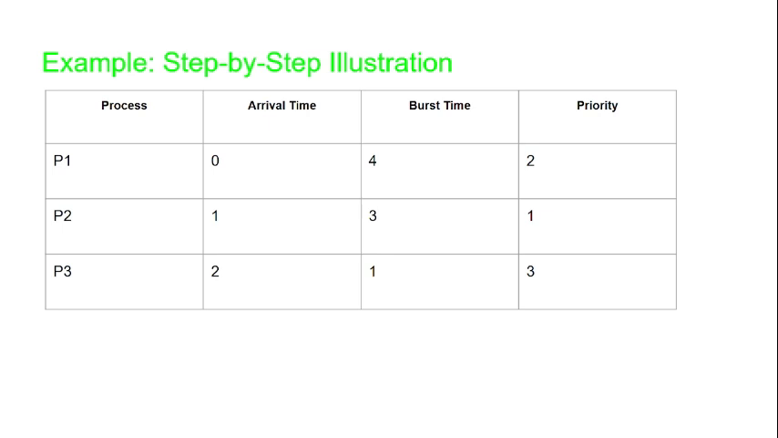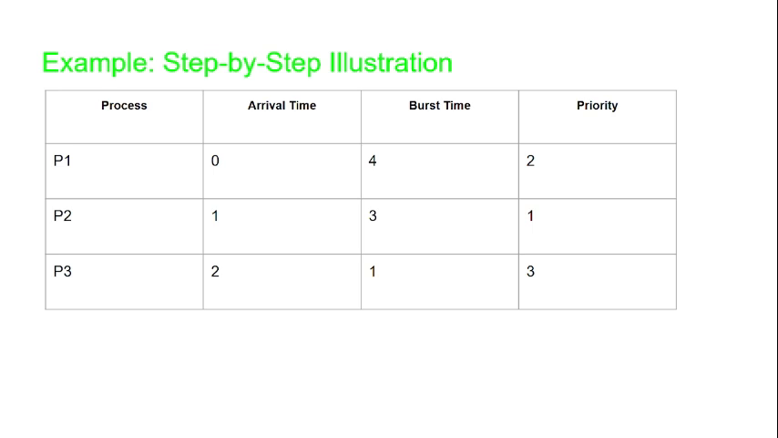Suppose now let's take one example, like you have three processes P1, P2 and P3. They contain three different features, like three different categories: arrival time, burst time and priority. Suppose arrival time is 0 for P1, 1 for P2, 2 for P3, and burst time is 4, 3 and 1 respectively, and it is given some priority, like 2 for P1, 1 for P2 and 3 for P3.